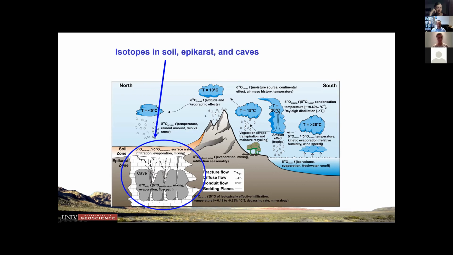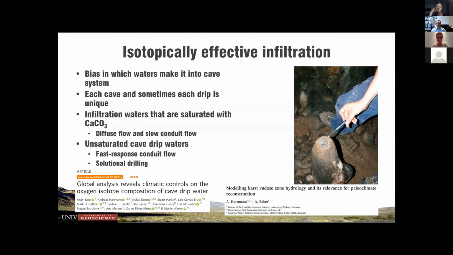Okay, so here we have the atmosphere, and then we have the filter that's related to the epikarst and related to the soil zone before it even makes it into the cave to be turned into oxygen isotopic variations on the speleothem. So I like to use this term of isotopically effective infiltration, and that is the water that makes it into the cave. And it's that water that's precipitating calcium carbonate, because not all water that makes it into the cave will actually be saturated with calcium carbonate.